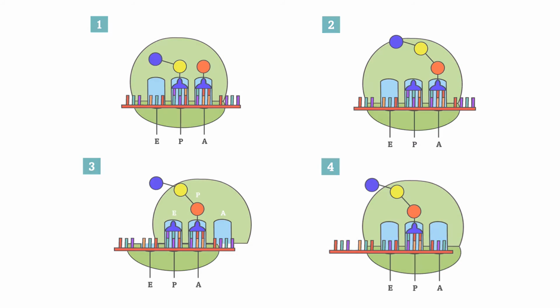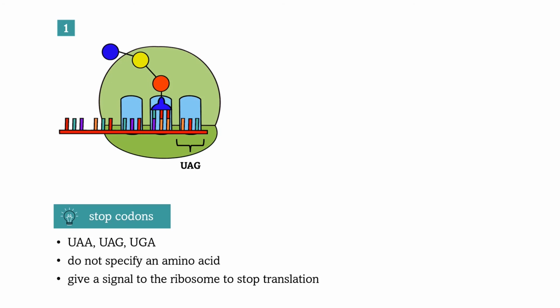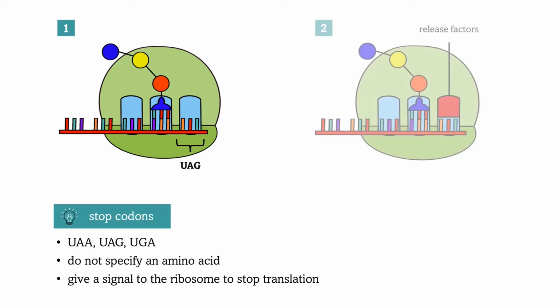Translation ends when the ribosome reaches the so-called stop codon. Stop codons, uracil-adenine-adenine, uracil-adenine-guanine, or uracil-guanine-adenine, do not specify an amino acid and only give a signal to the ribosome to stop translation. Proteins, known as release factors, then bind to the stop codon, and the completed protein chain is released, together with mRNA, and the 2 ribosomal subunits dissociate.